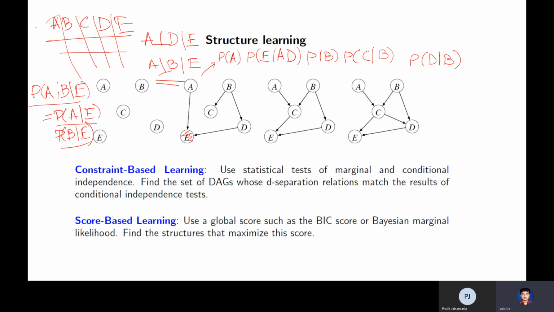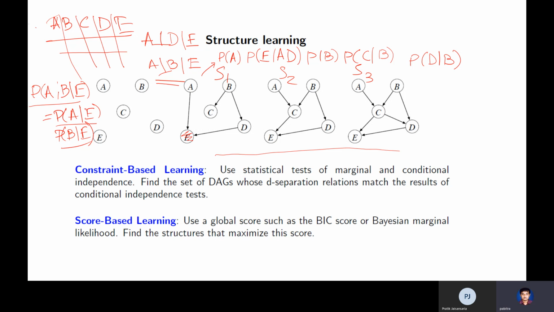The other option is to do something called score based learning, which uses a global score, not just over individual conditional independences, but over the entire network, the entire graphical model. There are several such scores, like Bayesian marginal likelihood, which I am explaining, or Bayesian information criteria. If you look at the space of all possible such structures, each of these structures has a score, say score 1, score 2, score 3. You find the network which maximizes this score.